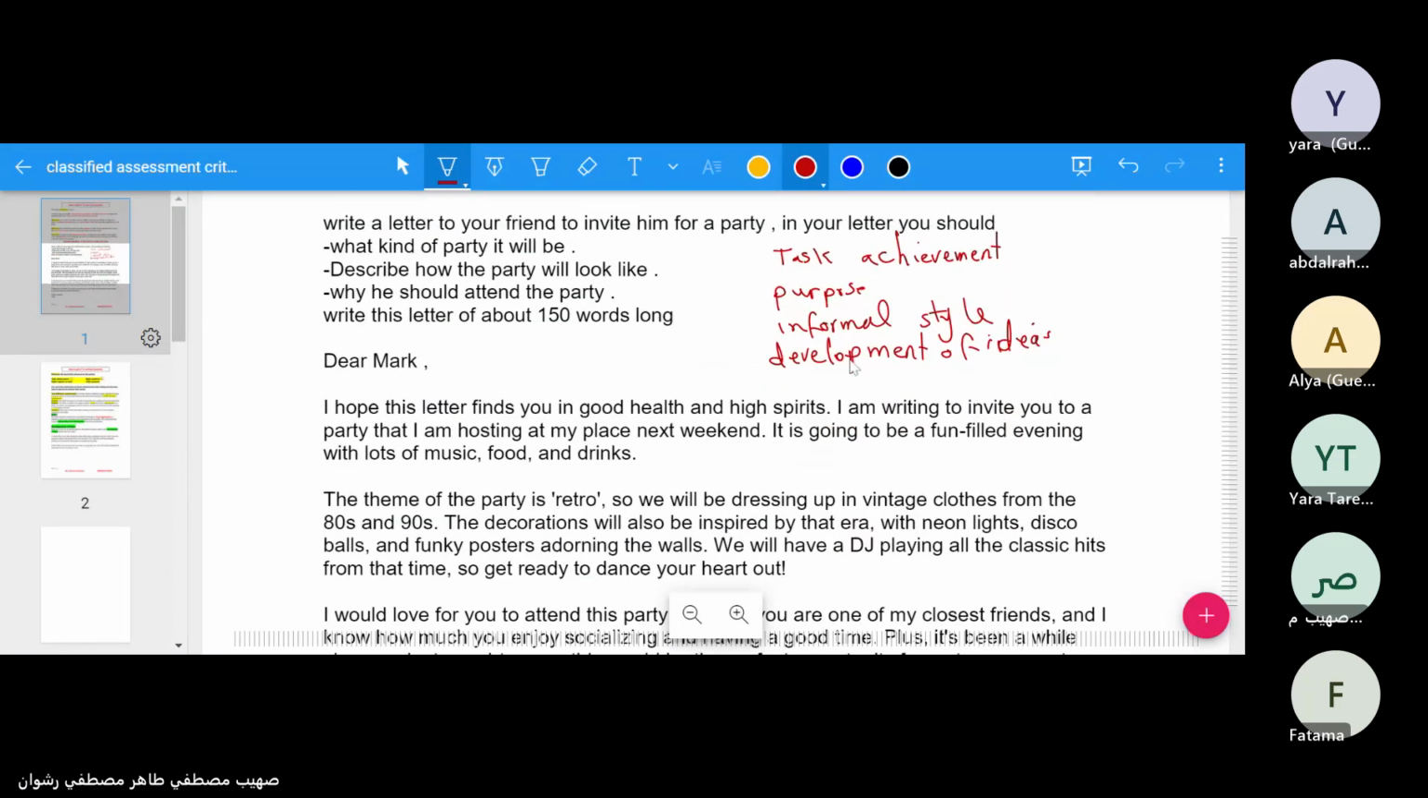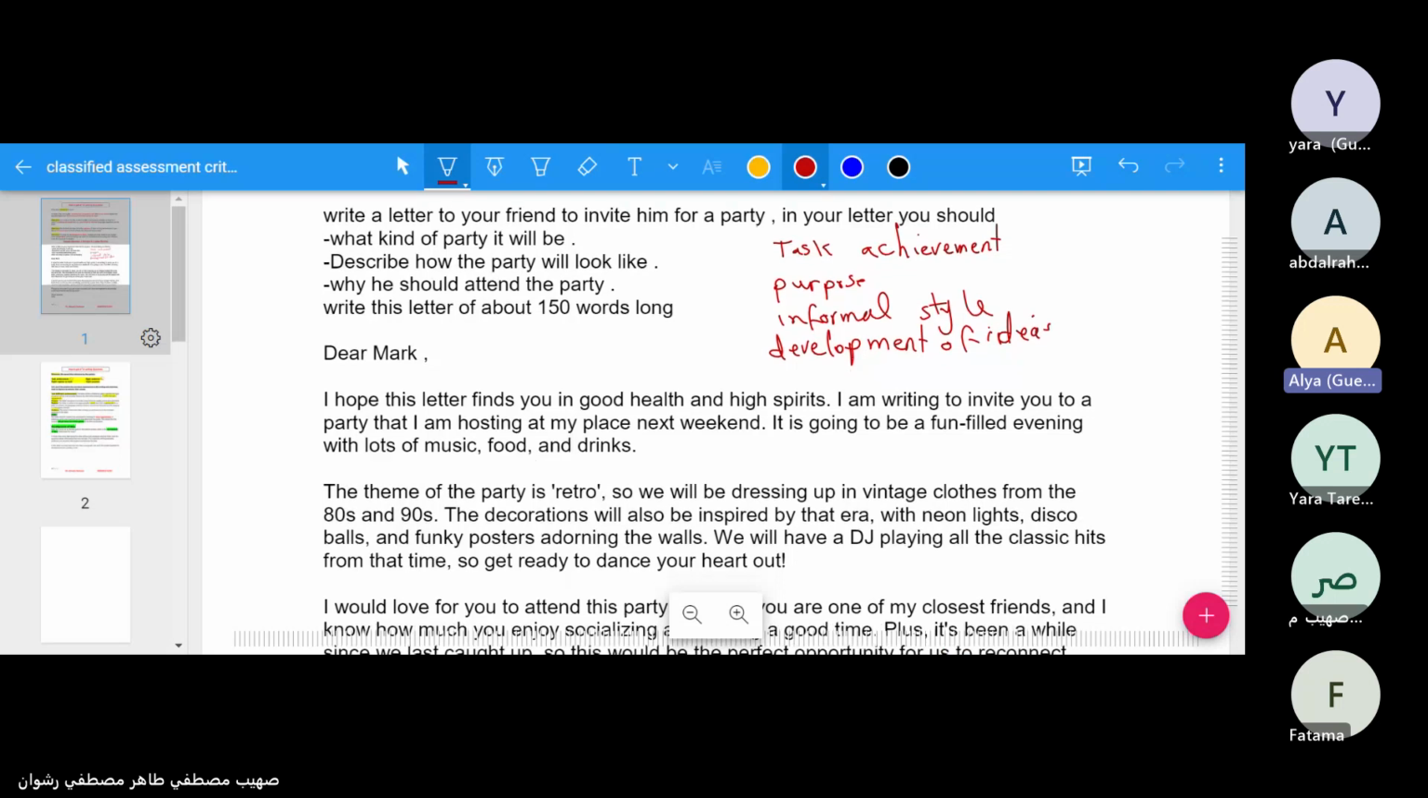Alia, what do you think of what Fatma said? I agree. Do you have anything to add? In the task achievement, all 3 points were described: what kind of party it would be, how the party would look, and why he should attend. So the 3 points were covered successfully, which means he achieved the task. Okay, right, thank you. You don't want to comment on any other points?